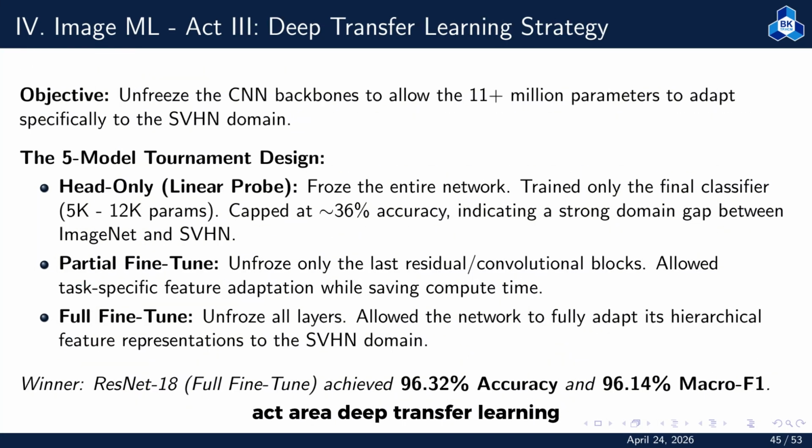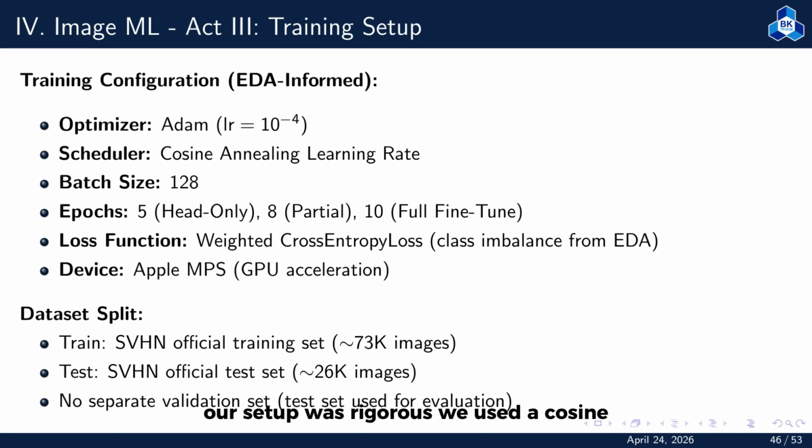ACT-III, deep transfer learning. We moved from linear probing to full fine-tuning. We ran a 5-model tournament ranging from head-only models with 5,000 parameters to full fine-tuned models with 11 million parameters. This allowed the network to rewire its hierarchical features specifically for SVHN typography. Our setup was rigorous. We used a cosine annealing learning rate to ensure we didn't overshoot the minima and implemented early stopping to prevent overfitting. This was run on an M2 Mac using Metal Performance Shaders for GPU acceleration.